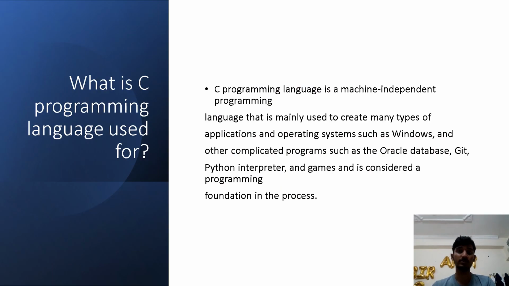C programming language. What is it actually used for? C programming language is a machine-independent programming language that is mainly used to create many types of applications and operating systems such as Windows, and other complicated programs such as Oracle Database, Git, Python interpreter, and games, and is considered a programming foundation in the process. So this is actually what we use C programming language for.